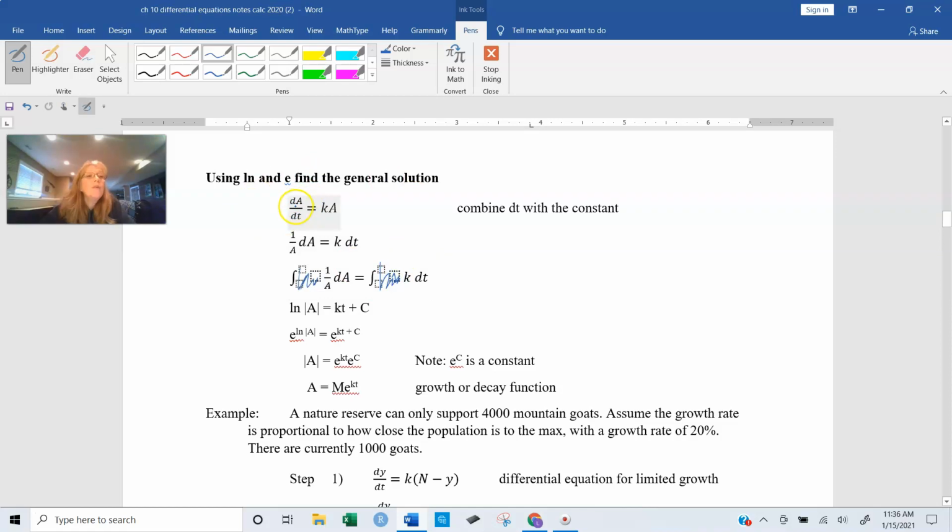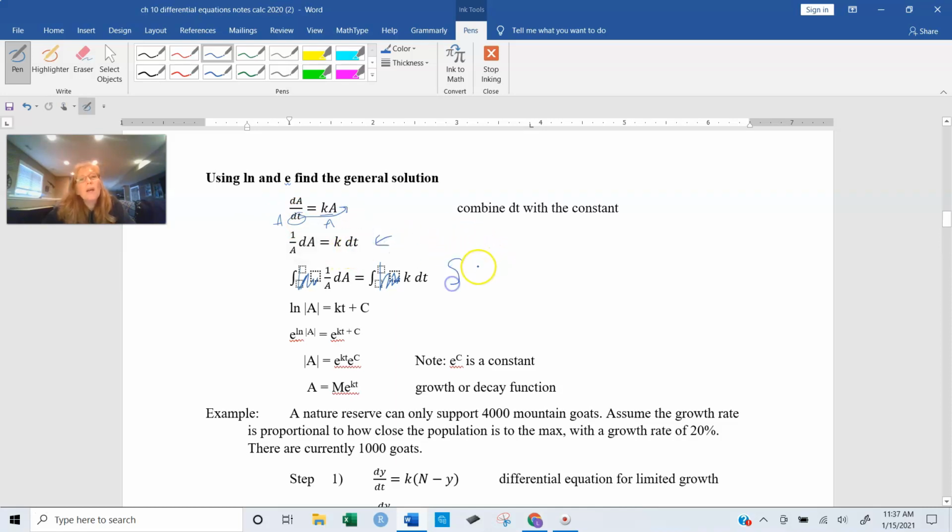Okay, we have the derivative of a with respect to t, a constant times a, which means I have to get the a's together. And usually we like to put the constant with the t just because it's easier to use. So to get the a's together, I must divide by a. So we're dividing by a here. We're dividing by a here. The dt needs to move up, so we multiplied by t. This is how we got here.